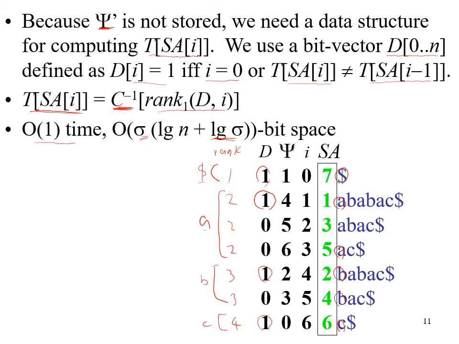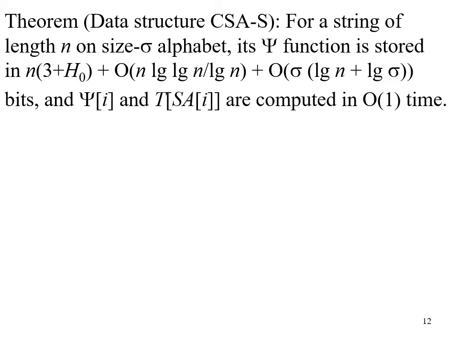But if we use the data structure GV, then rank is not constant time. So we use another compression algorithm called FID, fully indexable dictionary. Then we can compress it into sigma log n bits, and rank is done in constant time. So we don't need to store psi prime, and we can compute t of SAI in constant time. So we obtain this theorem.